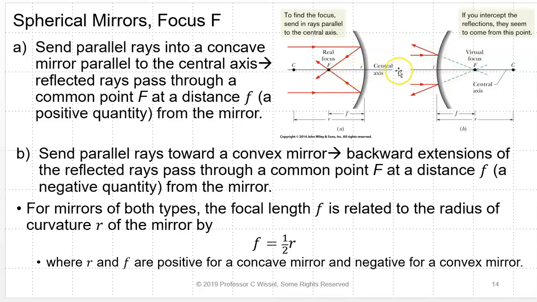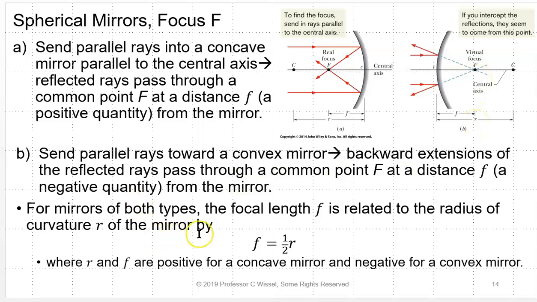For a convex mirror, you have to use the ray extensions. Here they have the rays coming in, parallel to the central axis, and they bounce off with angle of incidence equal to angle of reflection around the normal to the mirror at that surface, at that point. And we have to use the extension here. We take these extensions back from this ray and that ray. They'll intersect at the focal point, okay? And F will be negative, and so is R.